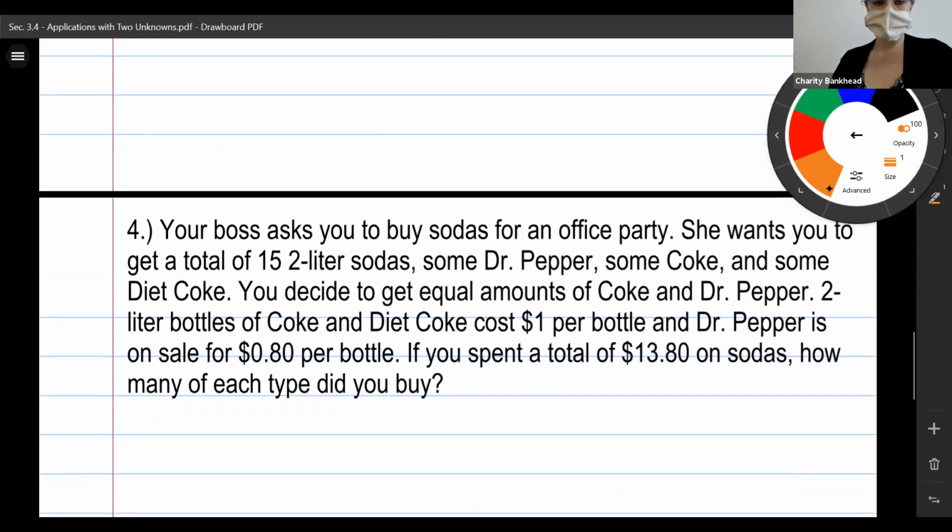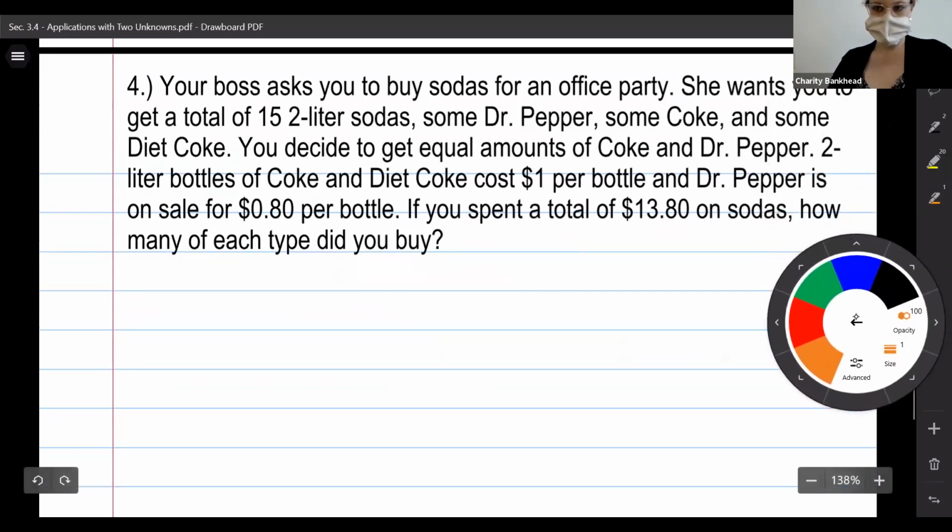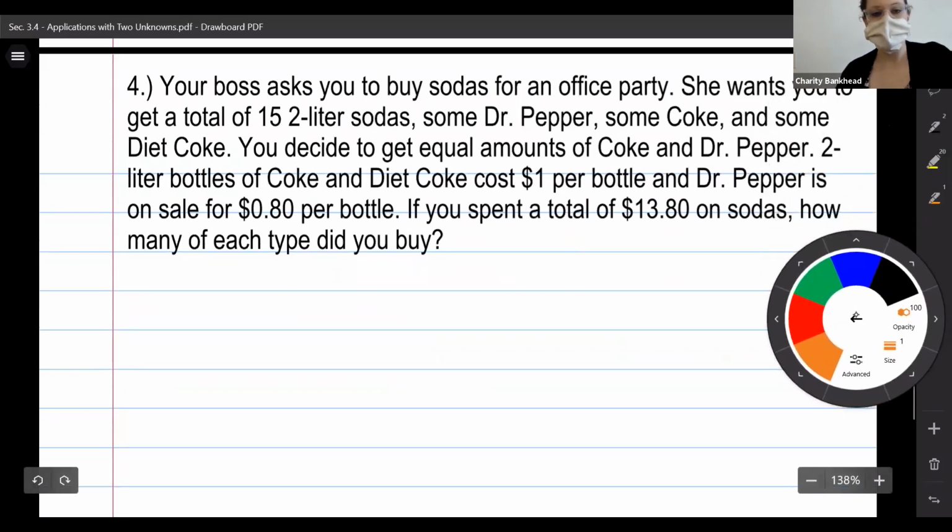All right. Number 4 says, your boss asked you to buy sodas for an office party. She wants you to get a total of 15 2-liter sodas, some Dr. Pepper, some Coke, and some Diet Coke.